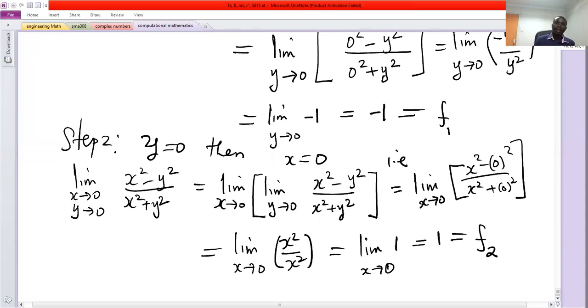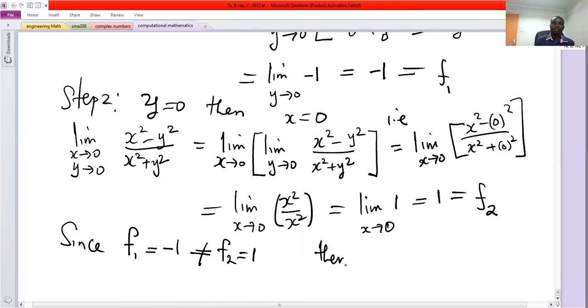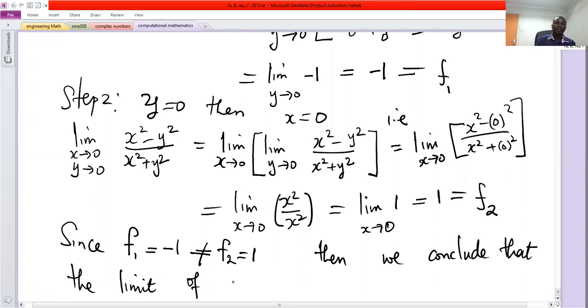Now, since f1 and f2 are not the same, it's enough for us to stop and conclude that the limit of this function doesn't exist. So since f1 equals -1, which is not equal to f2, which is 1, we conclude that the limit of the given function f of x, y does not exist.